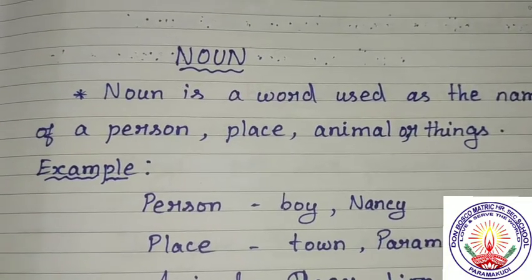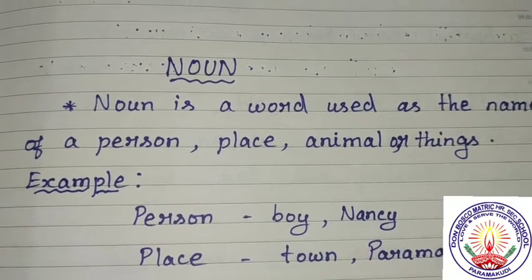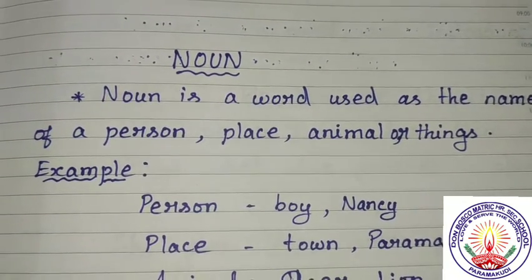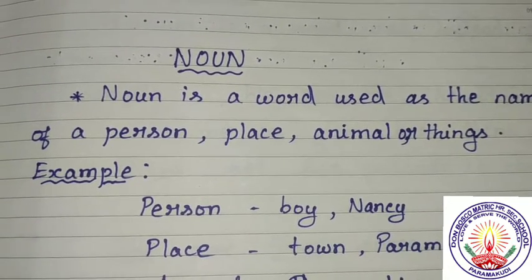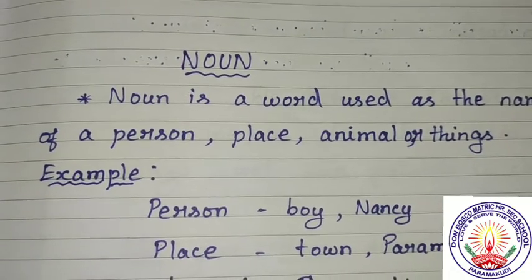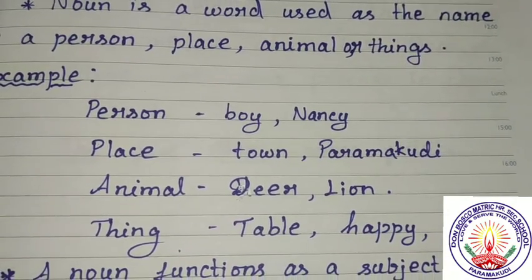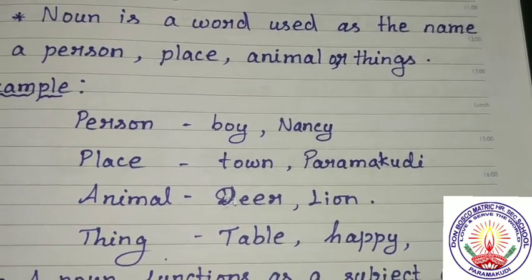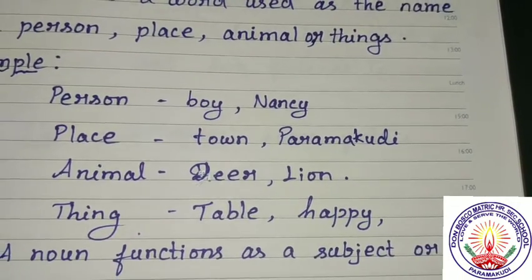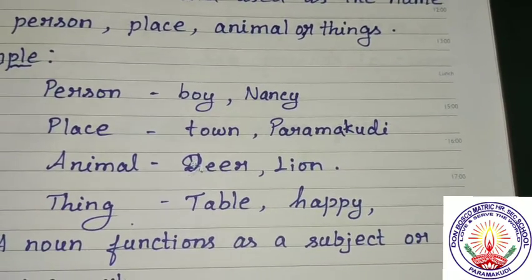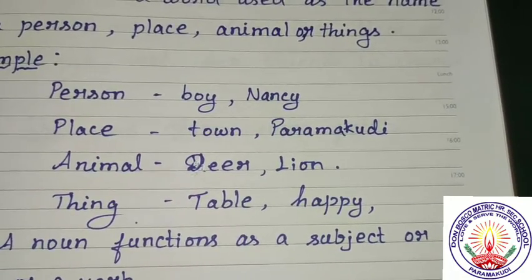First one, noun. What is a noun? A noun is a word used as the name of a person, place, animal, or thing. Here, things refers to any material, object, event, emotion, or feeling, etc. For example, person: boy, Nancy; place: town, Paramakudi; animal: deer, lion, etc. Thing: maybe table, happy, like that.